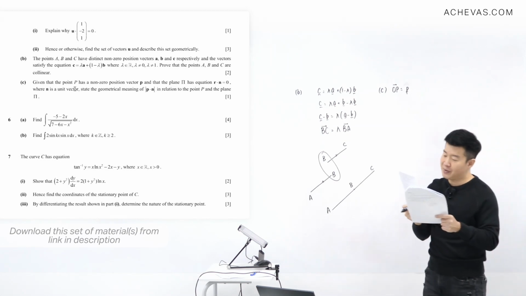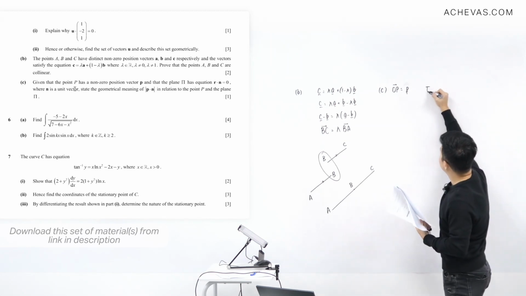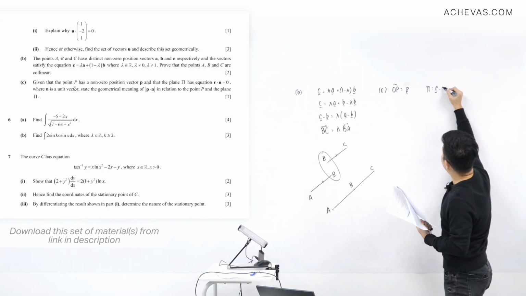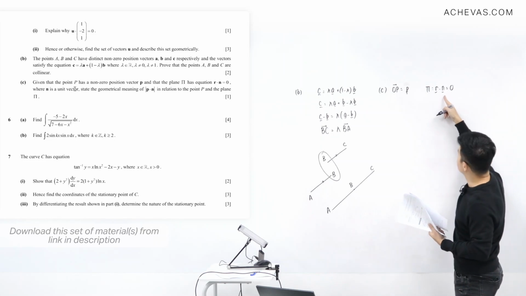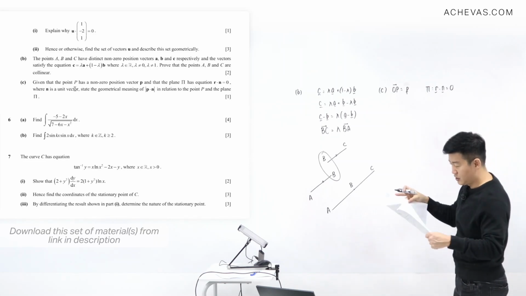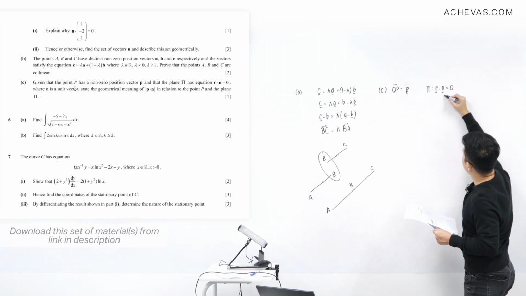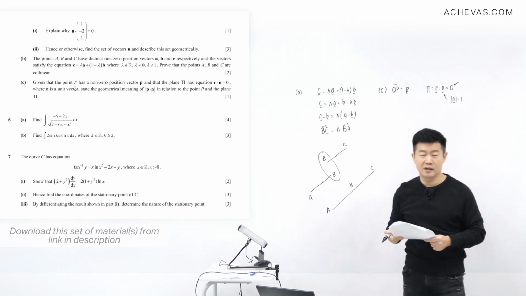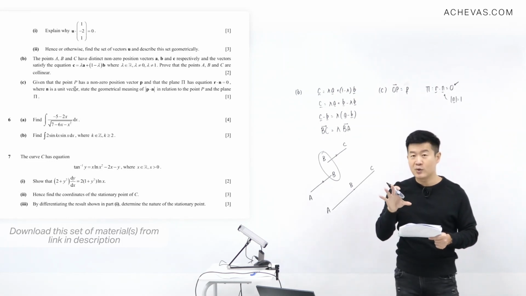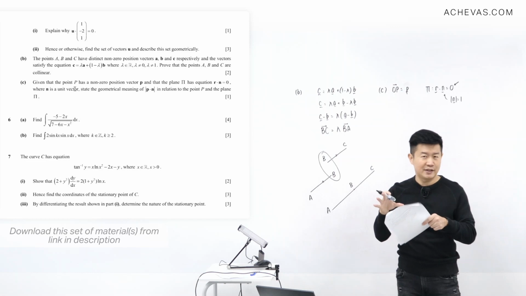And we have this plane pi. This plane pi is given to us as r dot n is equal to 0, where n here is a unit vector. That's what the question says. Okay, n here is a unit vector. So we know that for this, modulus of n is equal to 1. And I do want to highlight the fact that the other side of the equation in my plane equation is 0. What does this 0 imply?